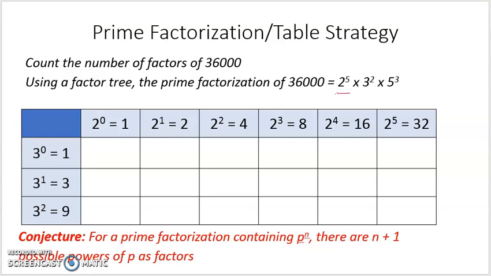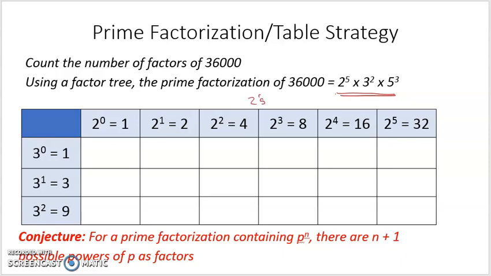Using a factor tree, I came up with 2 to the 5th times 3 squared times 5 to the 3rd. Using the factor tree, that's the prime factorization of 36,000. Just as I did with the smaller numbers, I could say, what are the possibilities of 2? These are the possible 2's. You could have 2 to the 0, 2 to the first, or 2 to the second. All these are numbers that could be part of a factor. 2 cubed, 2 to the 4th, or 2 to the 5th.